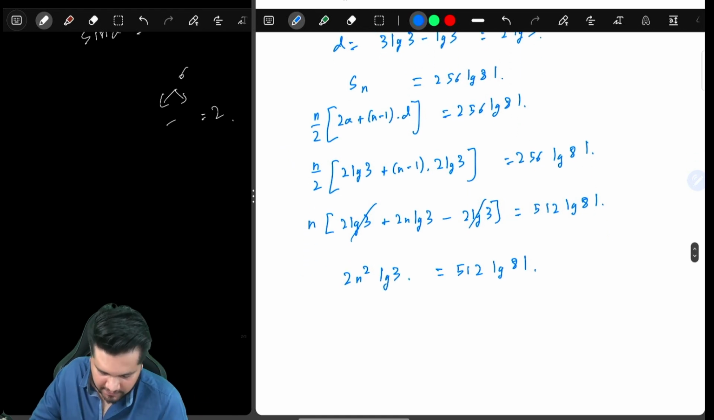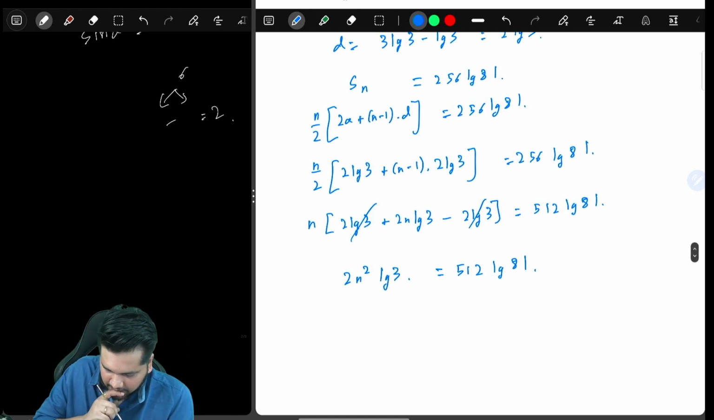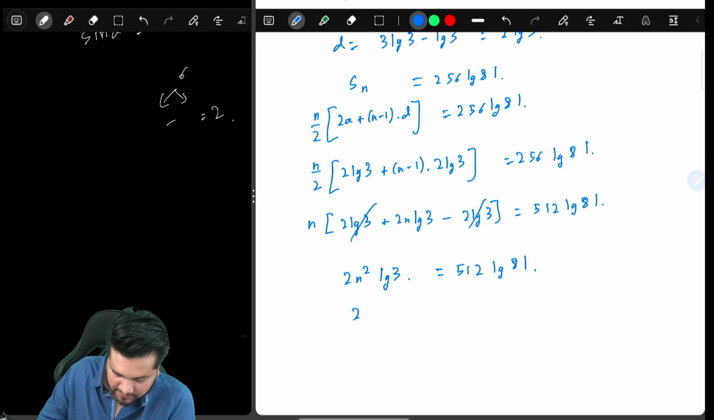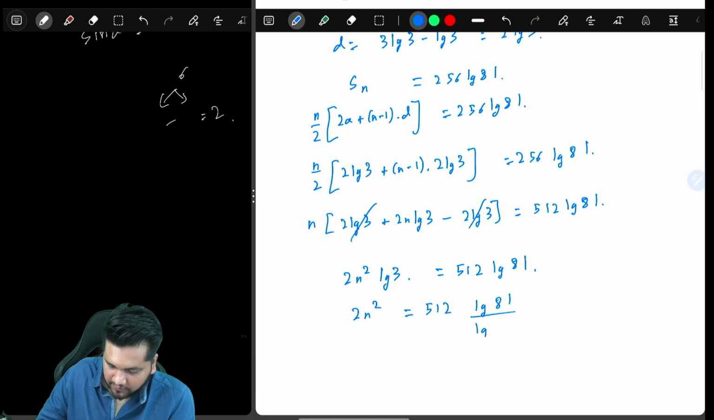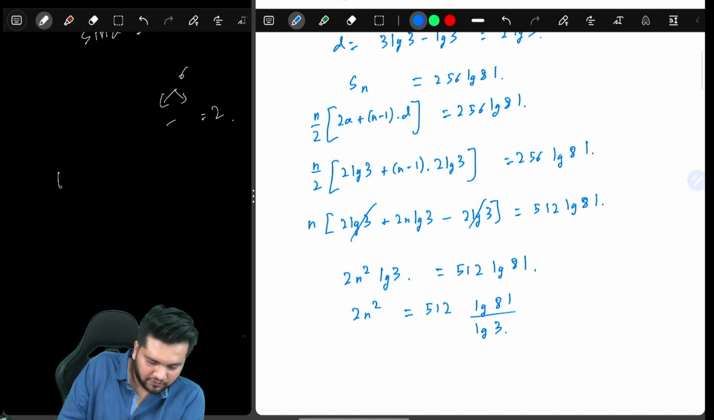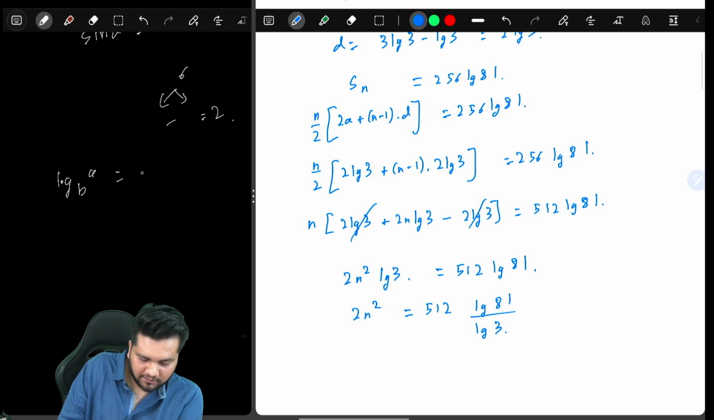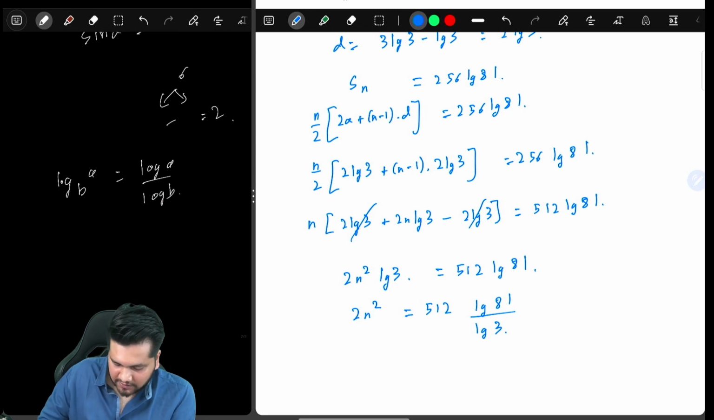Now see, here what we can do, we can move this log 3 to this side. So what we will get? We will get 2n square is equal to 512 log 81 by log 3. Now we are going to use the base change formula, right? You know that log a to the base b is nothing but log a by log b. So we are just going to use the opposite of it. So we'll just move this 3 there, and this is going to be 256.